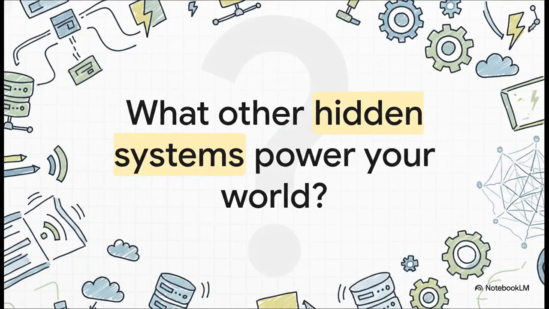And that's our deep dive into the journey of a click. You see, the internet isn't magic. It's a masterpiece of engineering, all built on these layers of invisible rules and protocols. Which kind of leaves us with a question to chew on. What other incredibly complex, hidden systems are working silently in the background to power your everyday life?